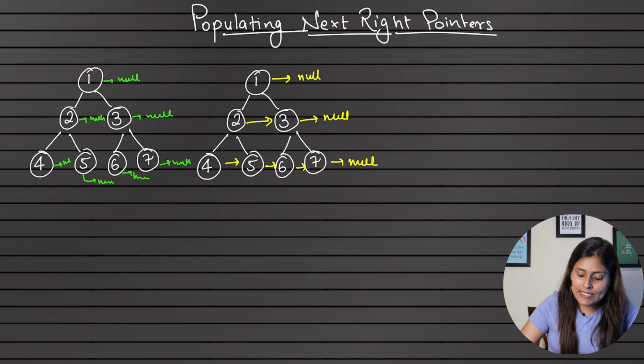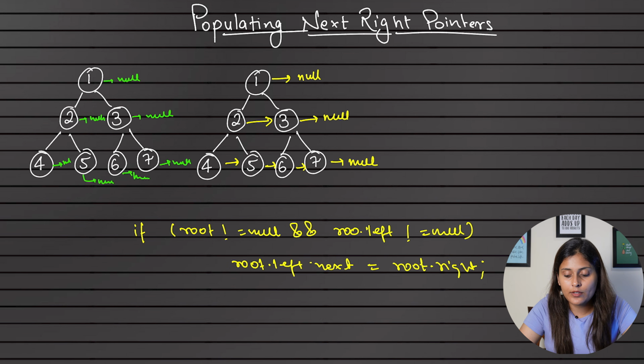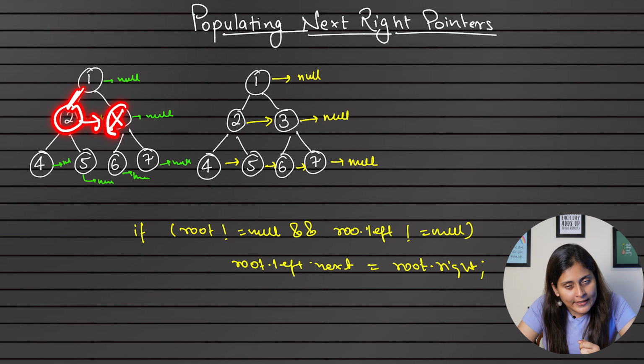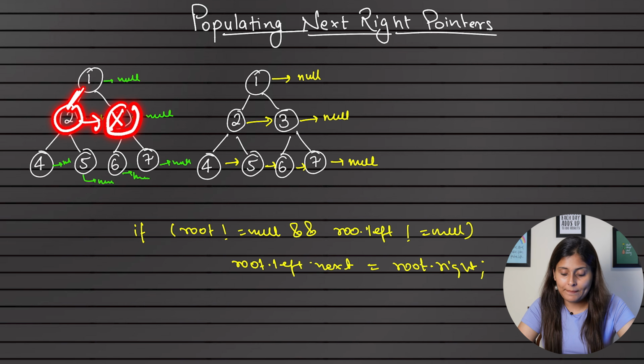What I did? I said if my root is not null, first of all root should not be null, and along with that root dot left is also not null, correct? Then what I have to do is root dot left dot next connect to root dot right. Can I say that? This will work, don't you think? Yes. Root dot left, connect to right. Now, if you're thinking, what if right does not exist? It's okay. If it exists, it will get connected to 3. If it does not exist, it will get connected to null as of now. Can I say that? Yes.